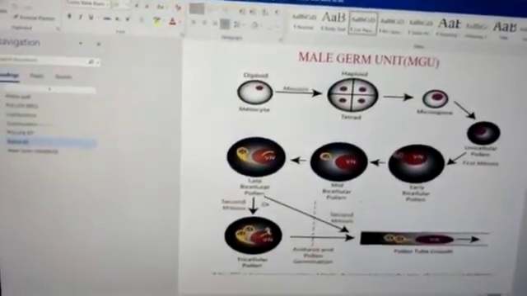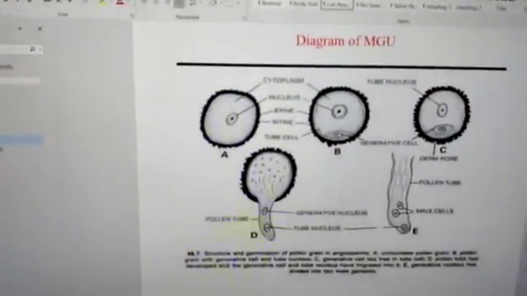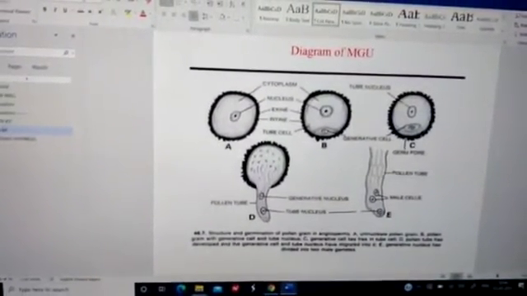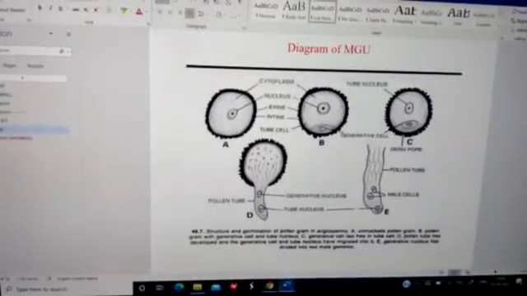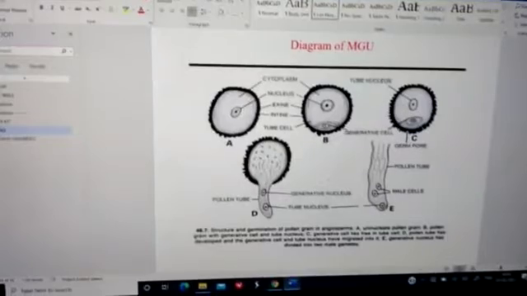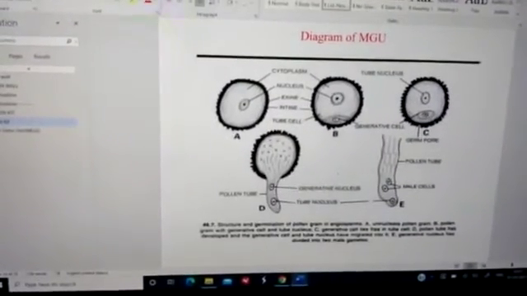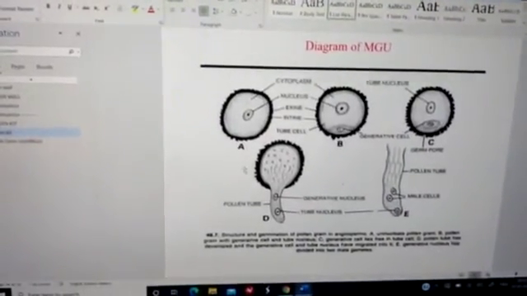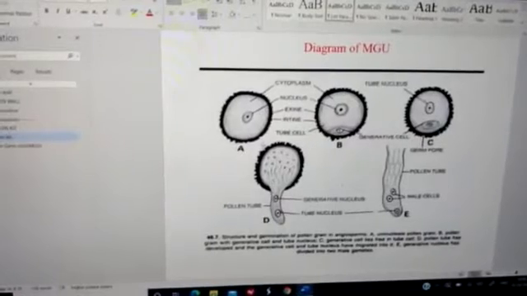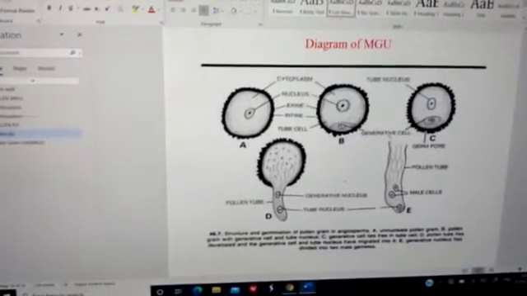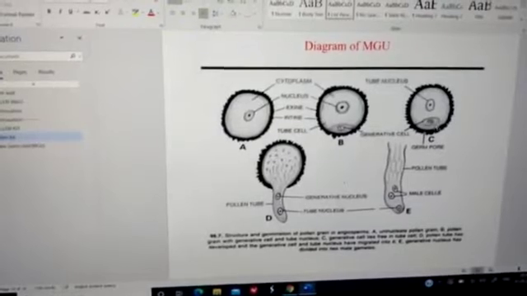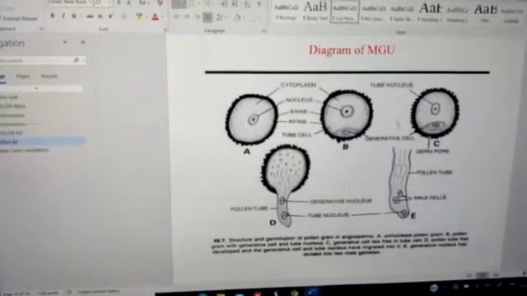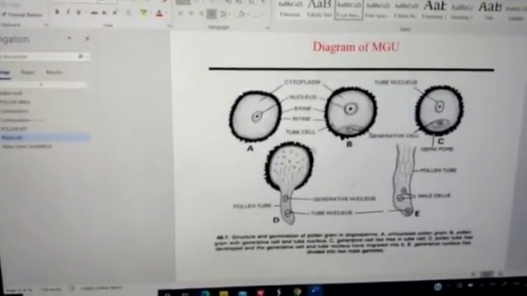Then the diagram of the male germ unit. What is the male germ unit? Here, as I have told you, the pollen grain is divided into two parts: the vegetative cell and the generative cell. You can see this generative cell. It is discoid in shape and smaller, and the vegetative cell is larger. And when it germinates, the pollen tube emerges out.